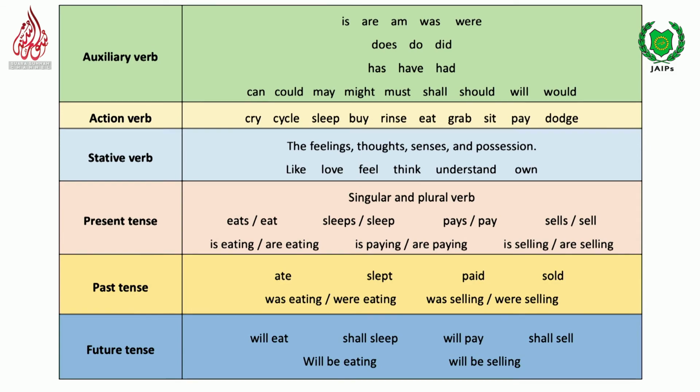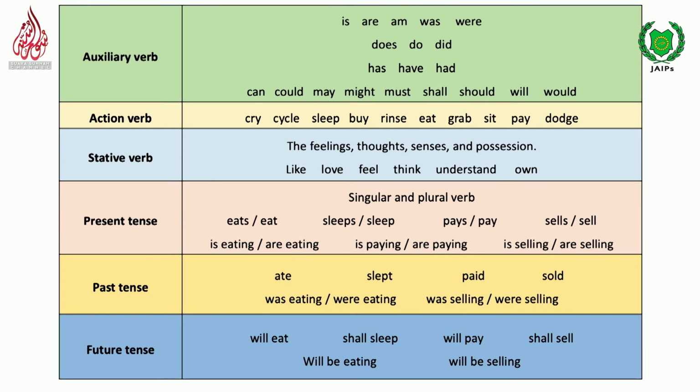But the stative verb is something that is abstract. For example, your feelings, your thoughts. The senses, how you touch, how do you feel it? And your possessions. Like love, like, dislike. How you feel, think, understand, or own. So all these are stative verbs.